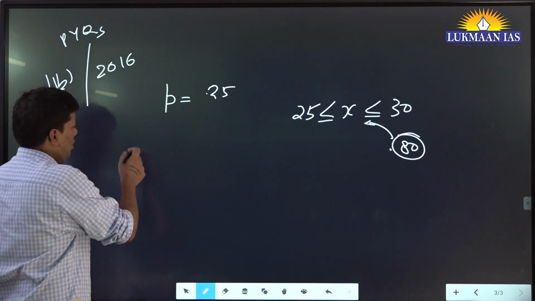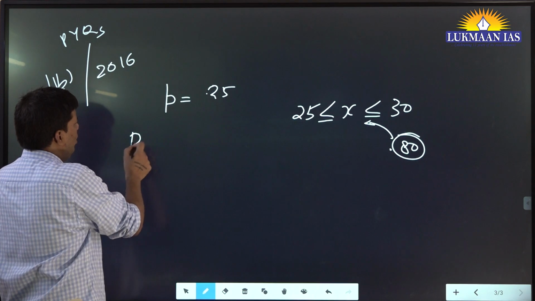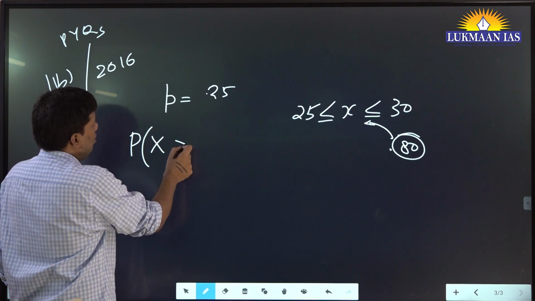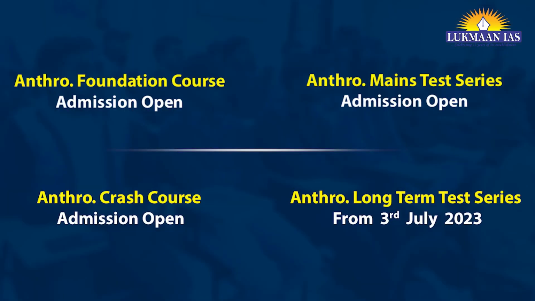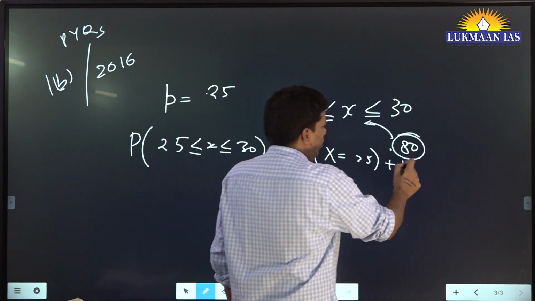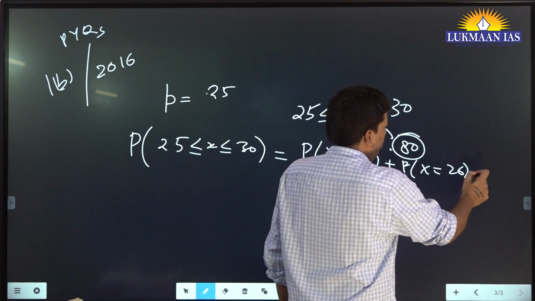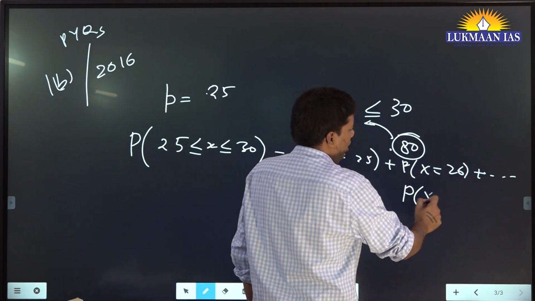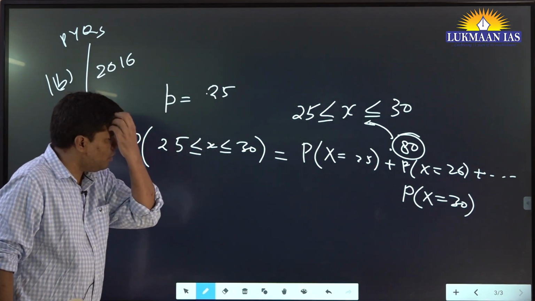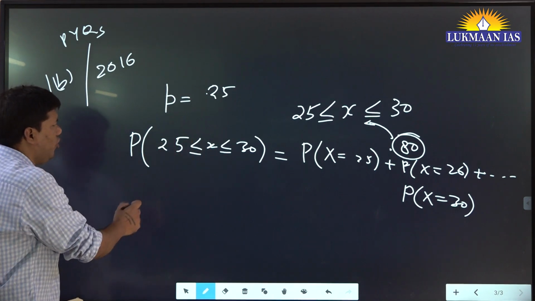Binomial would be slightly lengthy, but what you will do, you will write it like probability of X being greater than or equal to 25 and X less than or equal to 30, right? So this will be equal to probability of X is equal to 25 plus probability of X is equal to 26, like that up to probability of X is equal to 30. Any problem here? You consider all the cases. Now let me write just the probability for 1 or 2.